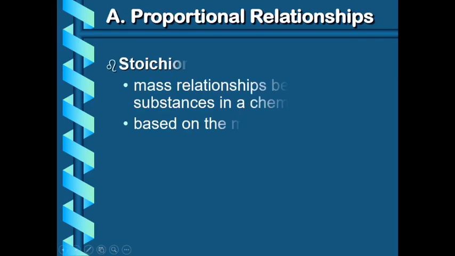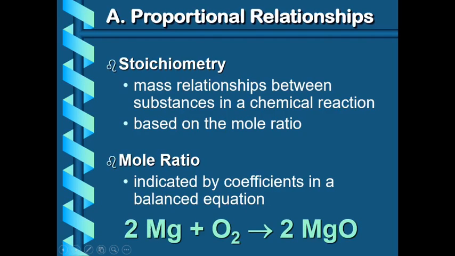So starting off, just a couple definitions. What is stoichiometry? It is the mass relationship between substances in a chemical reaction. It is based on the mole ratio, and for a mole ratio, we have to have a balanced chemical reaction. A mole ratio, we use the coefficients in the balanced equation. These numbers out front, so in this one it's 2 and understood 1 and 2 are the coefficients.